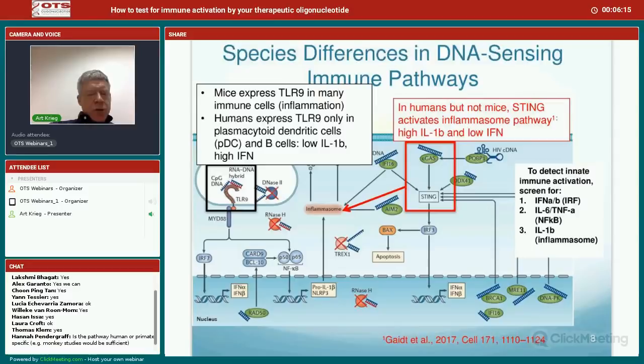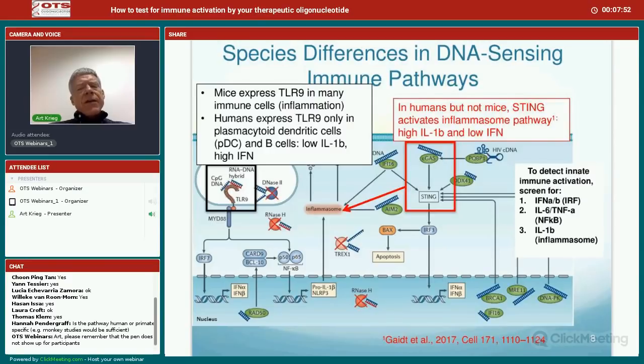And I see there is a question: is the pathway human or primate specific? And the answer is that the pathway shown on this slide, as originally published, is more applicable to rodents than to humans, with this correction that in humans the red arrow does activate inflammasomes. And in general, primates and humans seem to be very similar, but all of this has been evolving over the last years. This Cell paper just came out a few months ago.